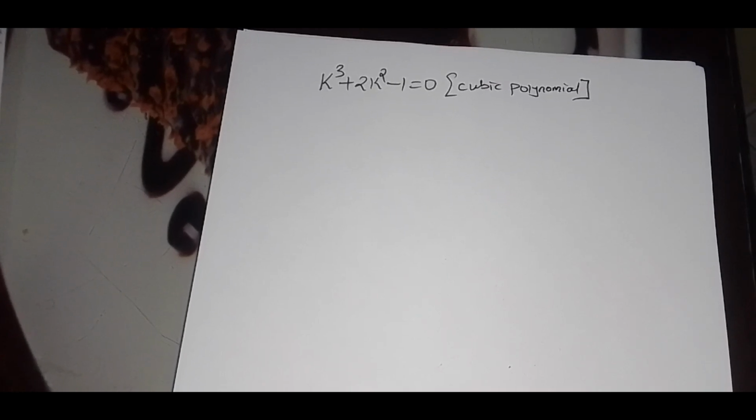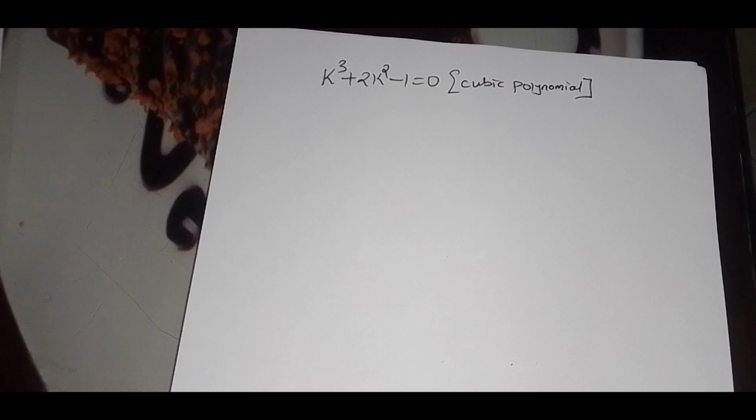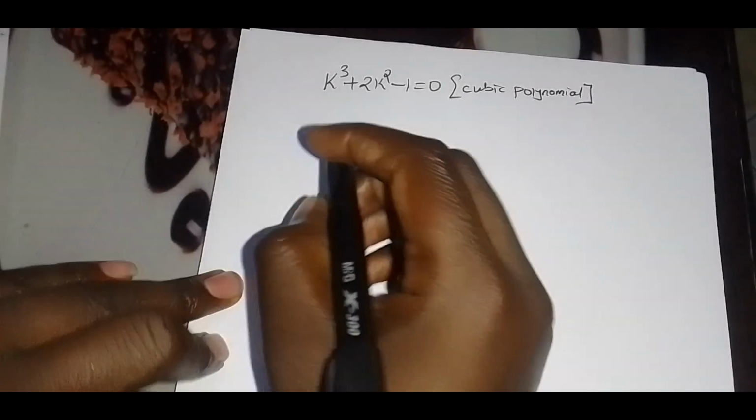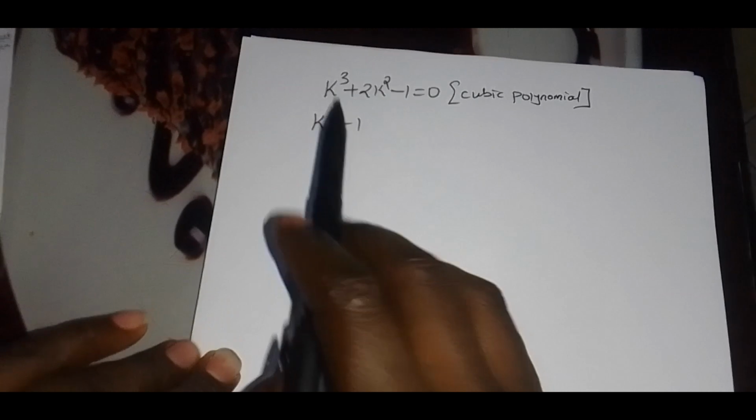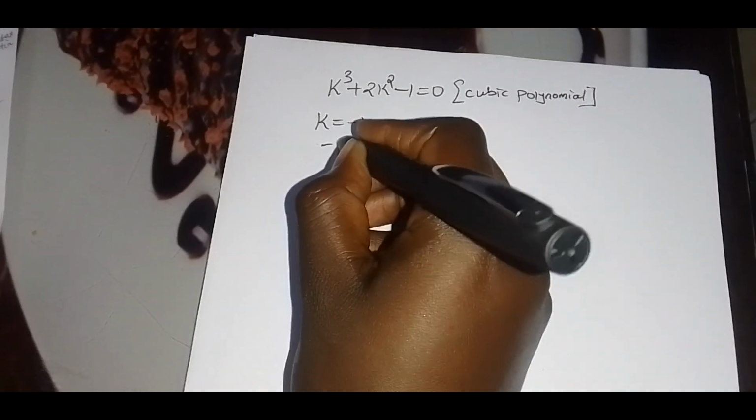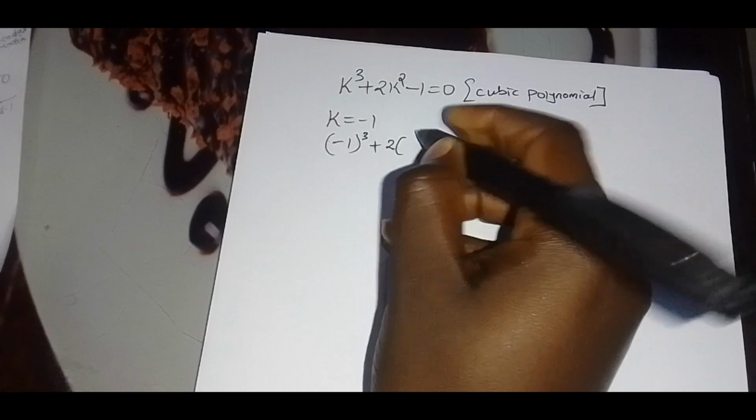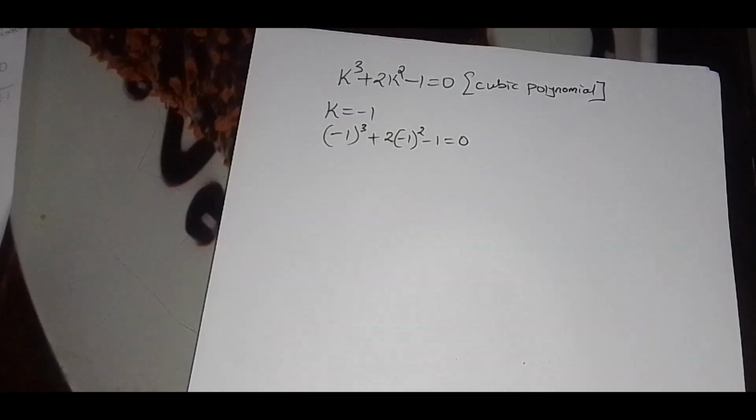So the first thing to do, we think of a value of k that, if you plug in that value of k, will satisfy the equation. So we can think of k as equal to -1. If you plug in -1 in our cubic polynomial, you're going to have -1 cubed plus 2 into the bracket -1 squared minus 1, which should give us a value of 0.